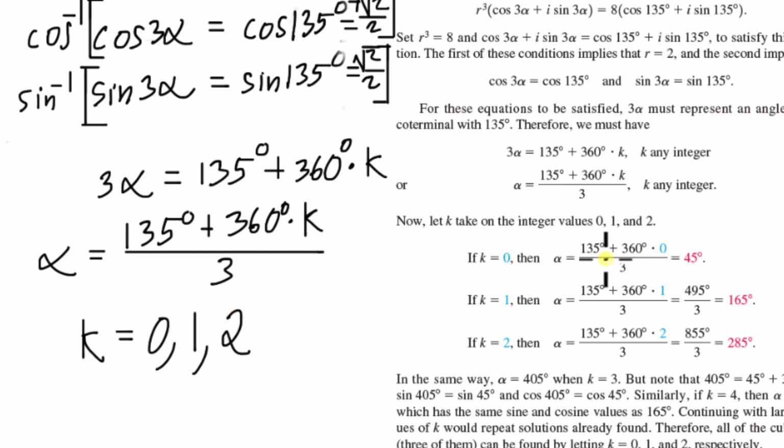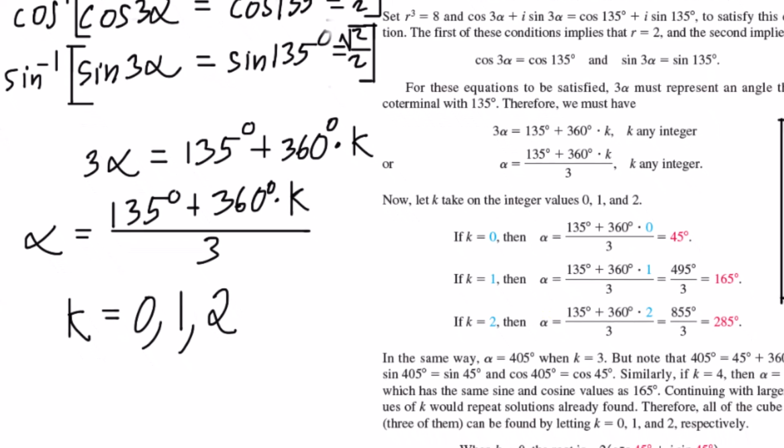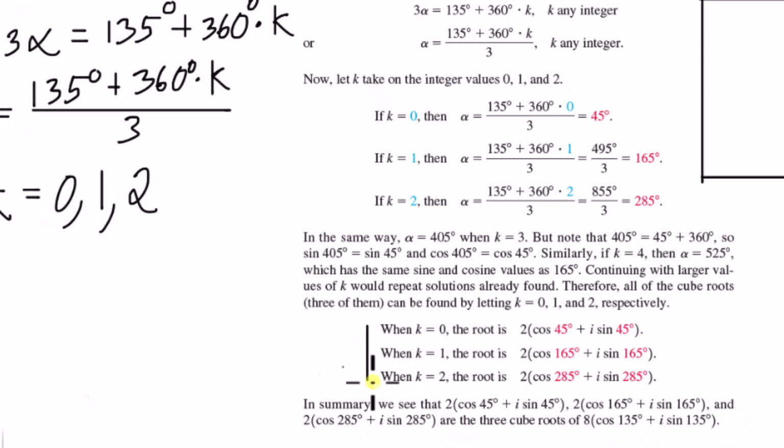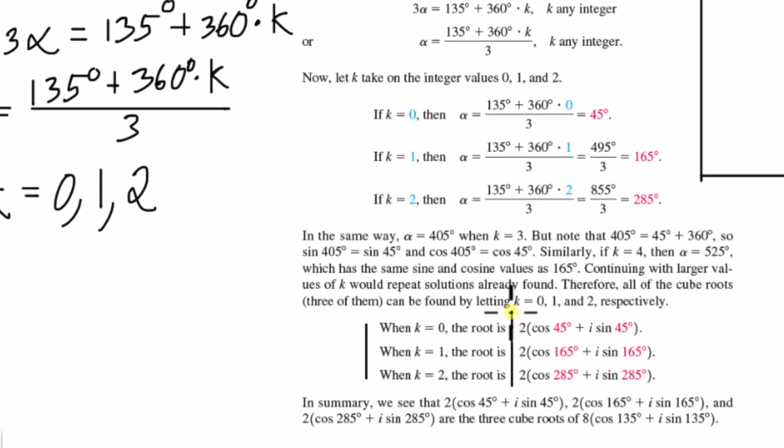And so there you go. That's what they do. k is equal to 0, 1, and 2. You get 45, 165, 285. We know the radius is the same for each one of those angles. And so that's going to be your 3 complex numbers that, when you cube them, you get this 8 cosine 135 plus i sine 135. And that's what they do. They list them out here. There they are. Those are the 3 cube roots of 8 cosine 135 plus i sine 135.